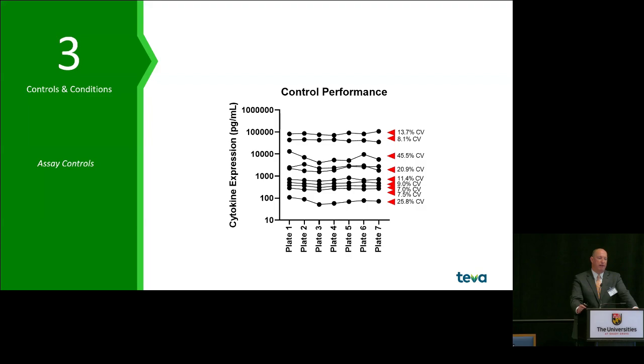In this way, we are expecting that we should get a very similar concentration from plate 1 to plate 7, and we can monitor over the run to see how well the assay is performing for each of these cytokines. As you can see from the data I show here, some of the cytokines have very nice tight CV, and other cytokines may not be quite so tight. That can also help you with your interpretation of the data.